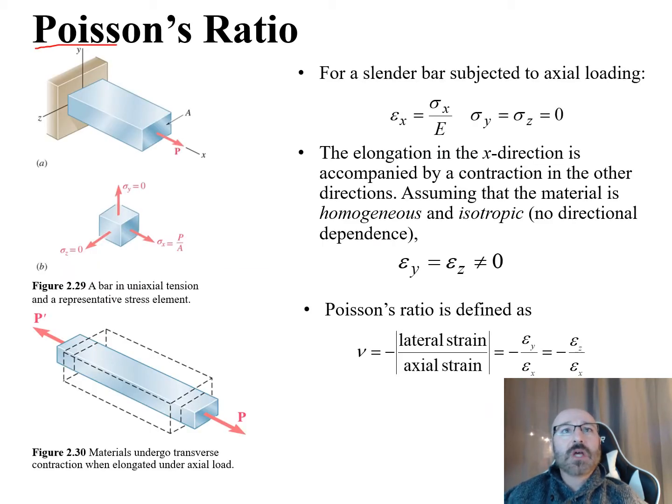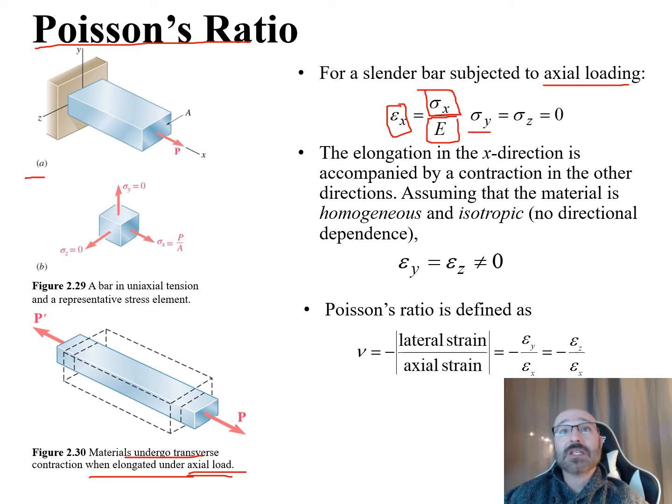So we're going to start out with Poisson's ratio. If we take a look at this example over here in figure A, we have some materials undergoing transverse contraction when elongated under an axial load. So we're still sticking with our axial load here. For this slender bar subjected to this axial loading, we have the following relation right here. Our strain, epsilon sub x, is equal to our stress in the x direction divided by our modulus of elasticity. And our sigma y, our stress in the y, is equal to our stress in the z, which is 0. So we just purely have the stress acting in our x direction only and nothing happening as far as stress goes in the y and z directions.